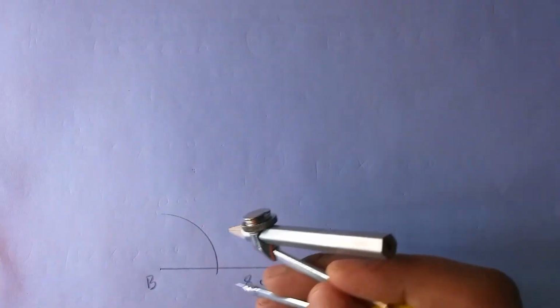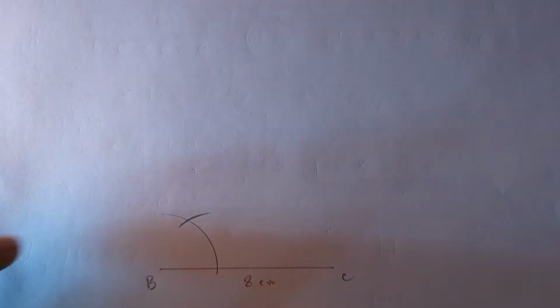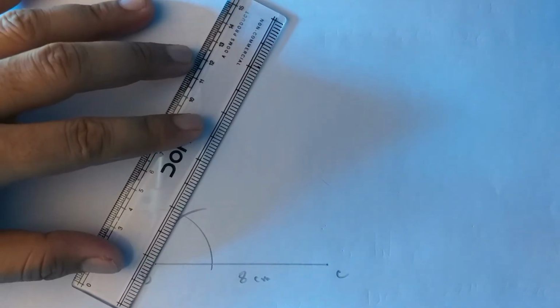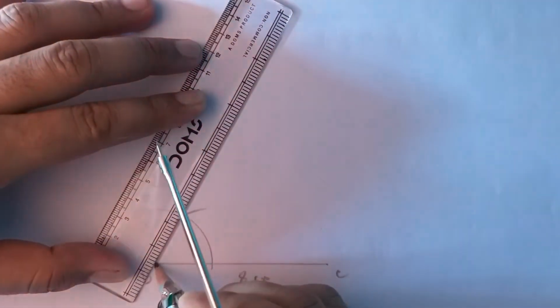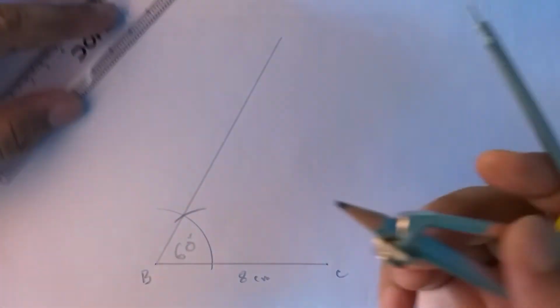Every one of you knows how to draw 60 degrees. Still I am showing you. This is the technique. Without changing the arc, it will be 60 degrees. You join this to get 60 degrees. So I am writing this as 60 degrees.